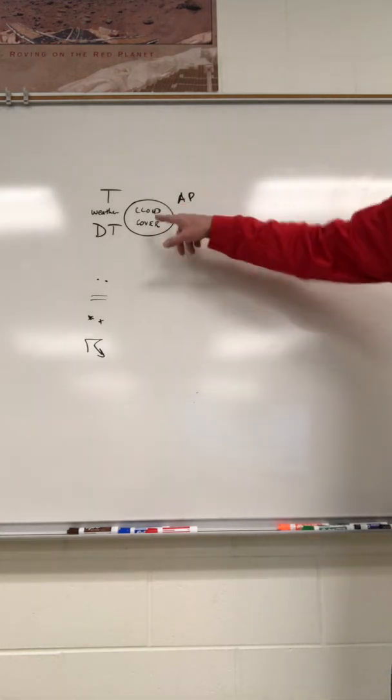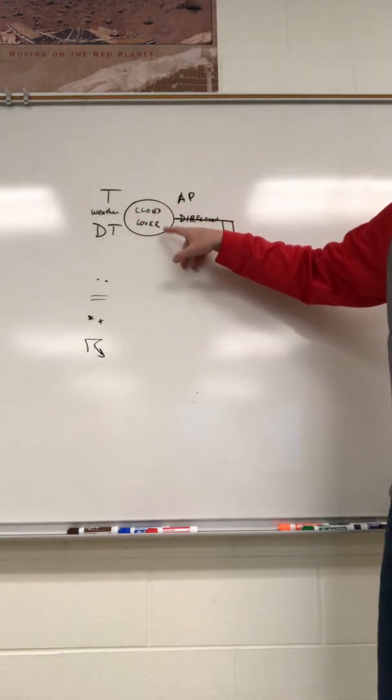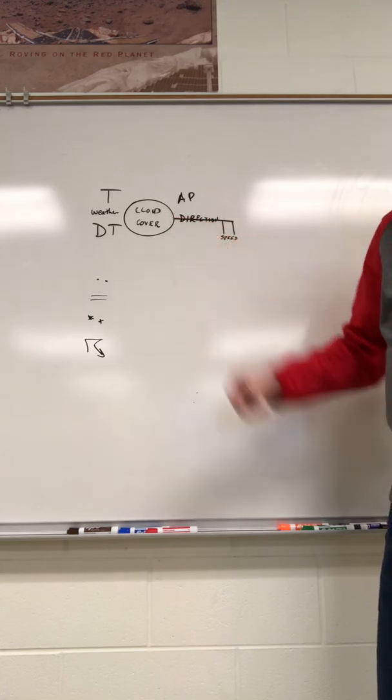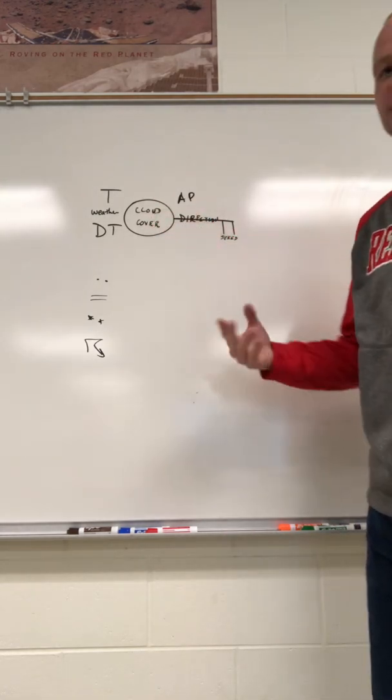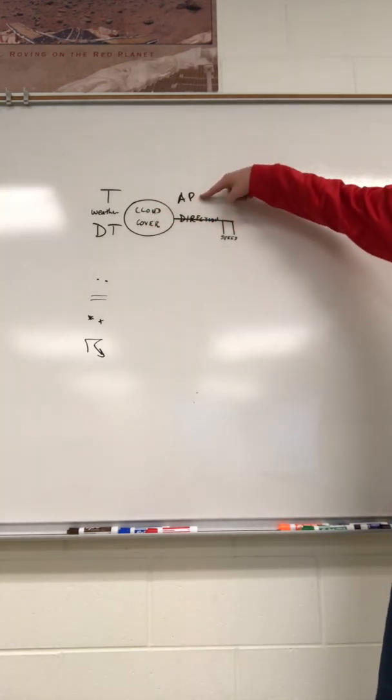I'll back up to this. This represents how cloudy it is. If it's totally colored in, it means it's completely cloudy outside. If it's empty, that means it's clear outside. The air pressure goes up here.